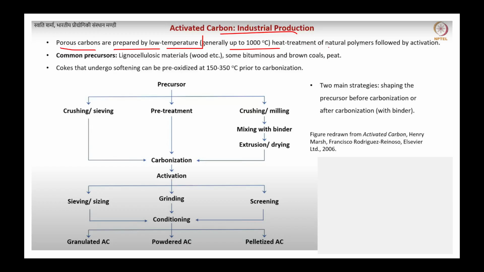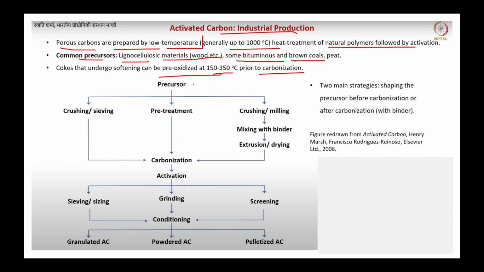Now, the heat treatment of natural polymers is followed by the activation. Common precursors we can use are cellulosic material, which is wood, some bituminous and brown coals, and peat. Also, these are the types of coals. Cokes that undergo softening can be pre-oxidized prior to carbonization, so that there won't be any impurities. You just have to pre-oxidize at this temperature.